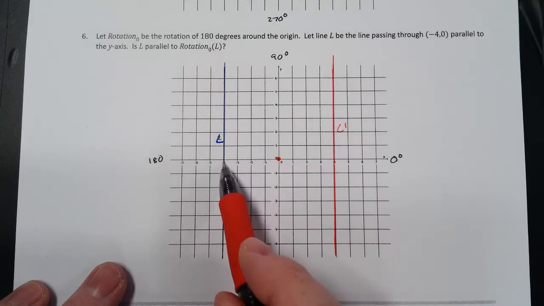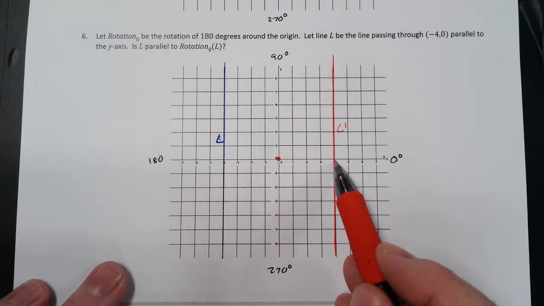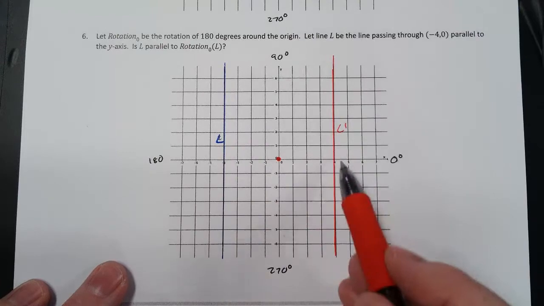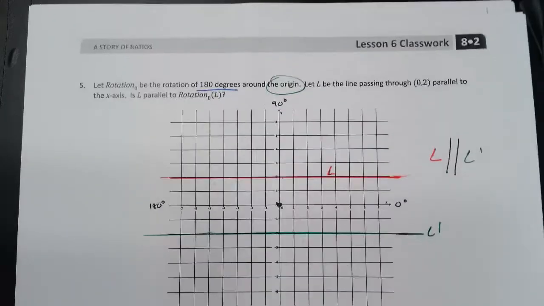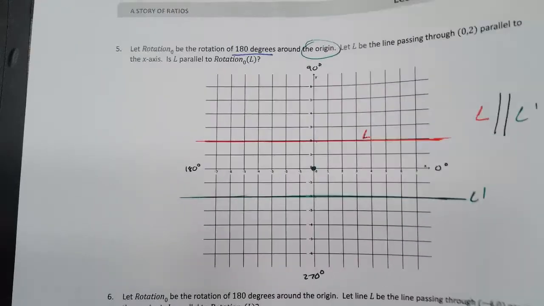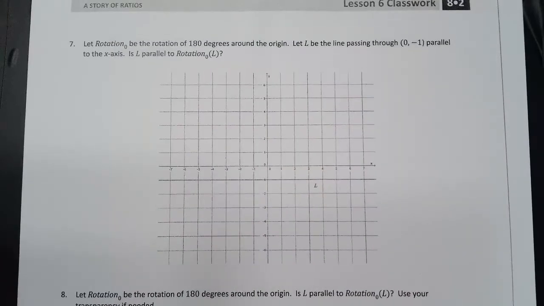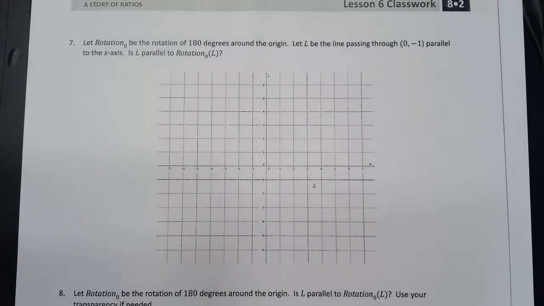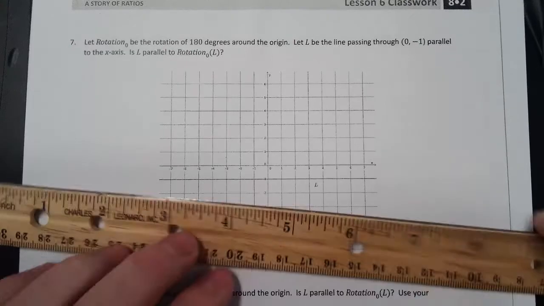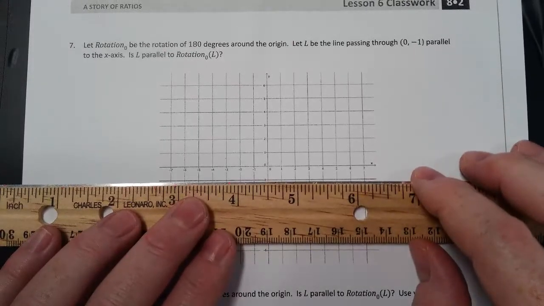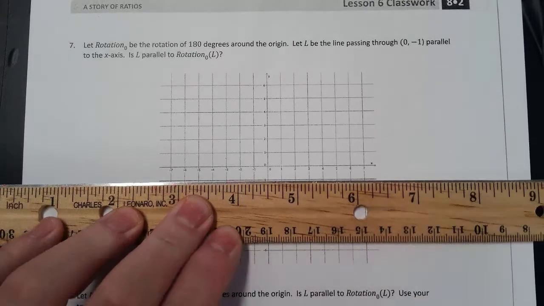The new line, the image, is parallel on the opposite side, 4 units away from the origin. So you should be seeing a pattern right now. Let's see if the pattern continues for page 59, number 7. Number 7, they want you to rotate this line to see what you get.